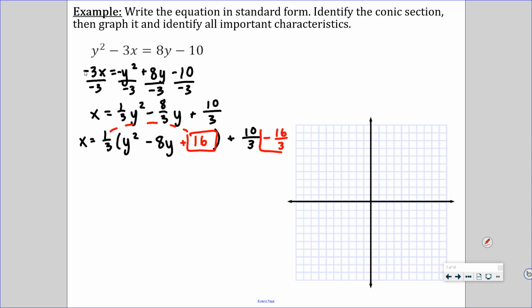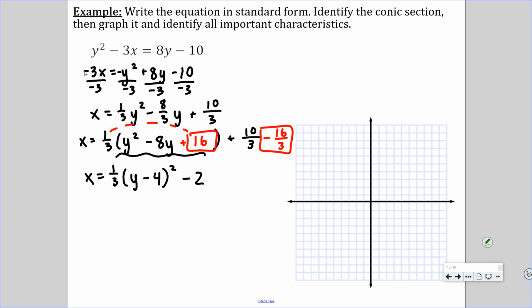So it's x equals one third times (y minus 4) squared, minus 2 thirds. Oh, minus 6 over 3 is negative 2. Okay, so there's my equation in standard form. Where did you get the minus 4 from? That's completing the square. Oh, yeah.